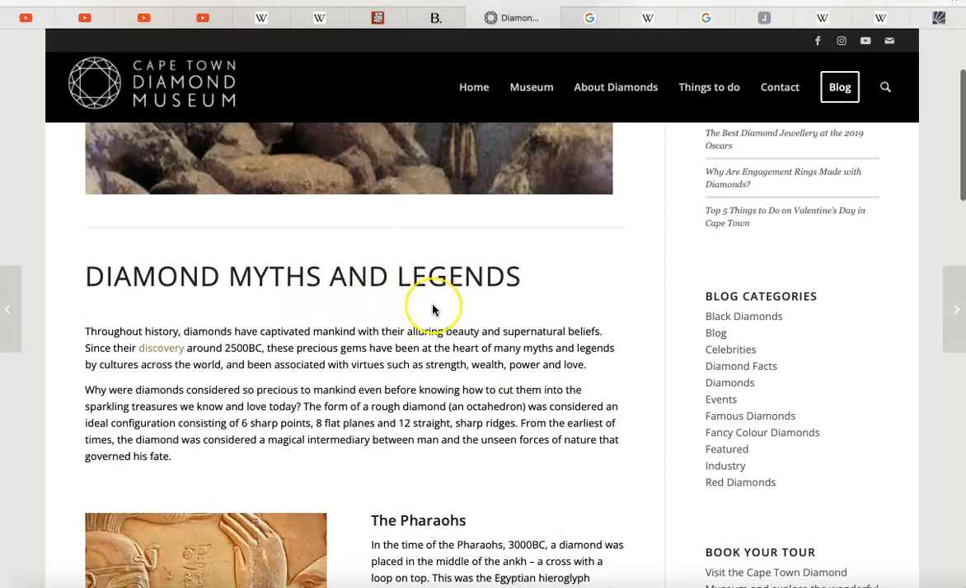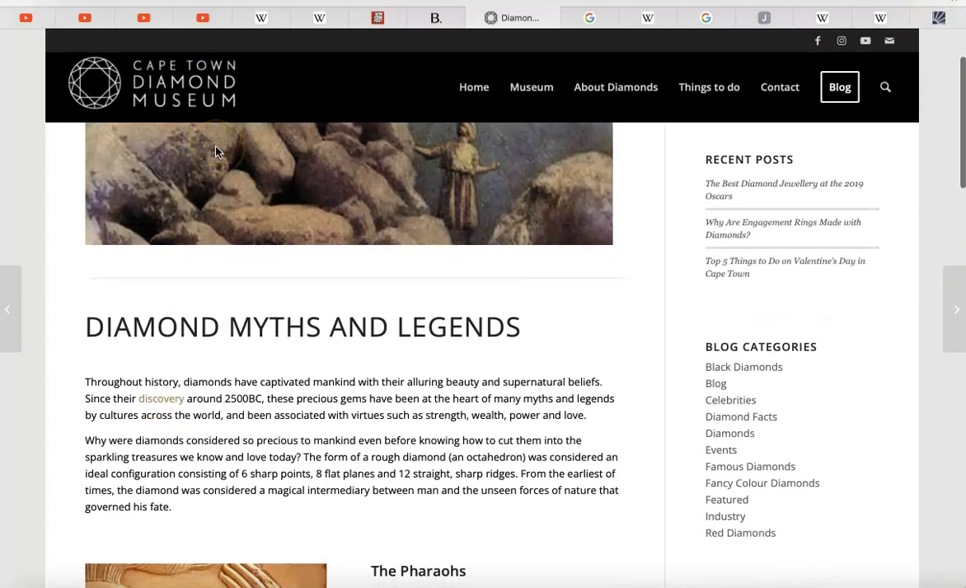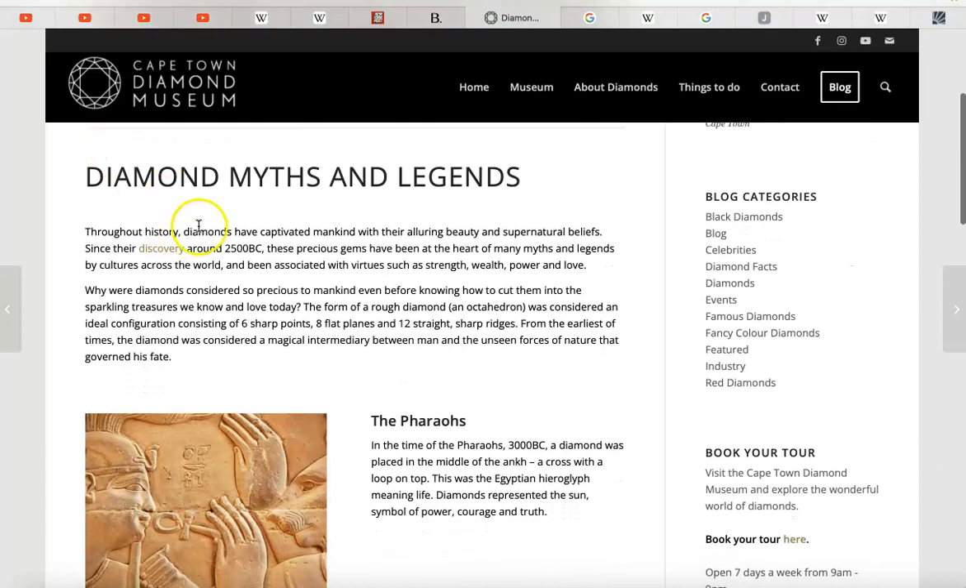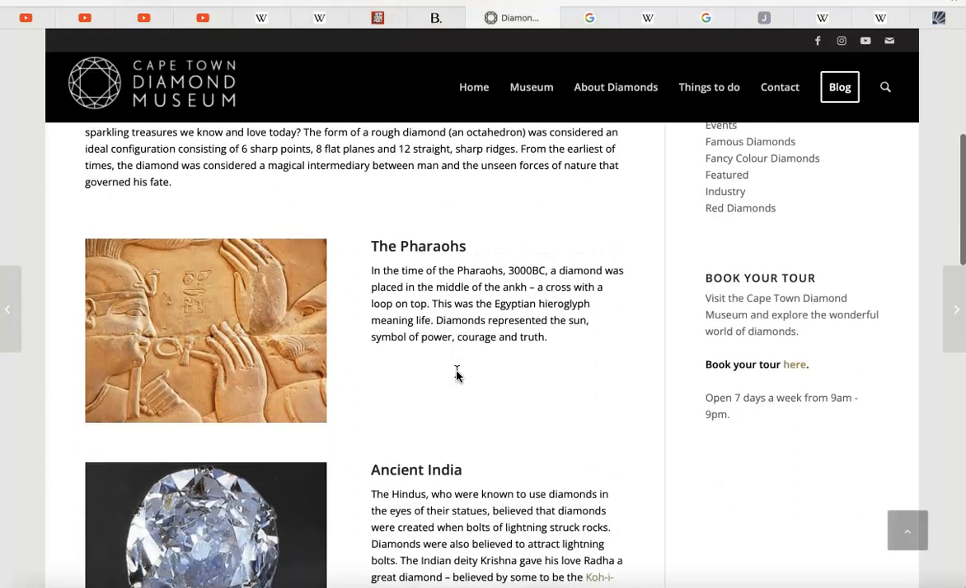Diamond Myths and Legends is this article from the Cape Town Diamond Museum. Again, I'll leave that in the description. "Throughout history, diamonds have captivated mankind with their alluring beauty and supernatural beliefs. Since their discovery around 2500 BC, these precious gems have been at the heart of many myths and legends by cultures across the world and been associated with virtues such as strength, wealth, power, and love." Okay. Don't need to go into that.